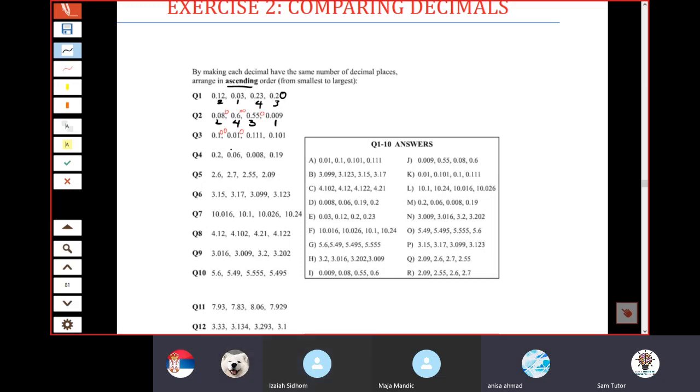So what's the number? 0.010. Yep. And then 0.0. Ooh, careful. Which one? 0.100. Yes. And then 0.101 and then 0.111. Good job.